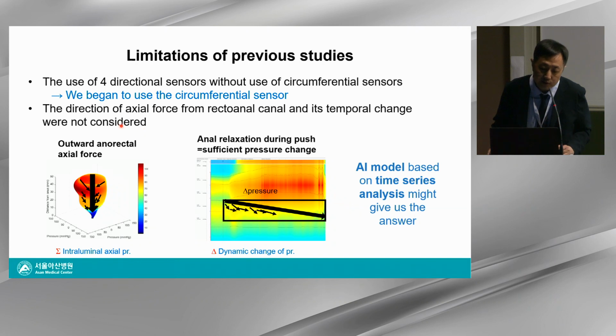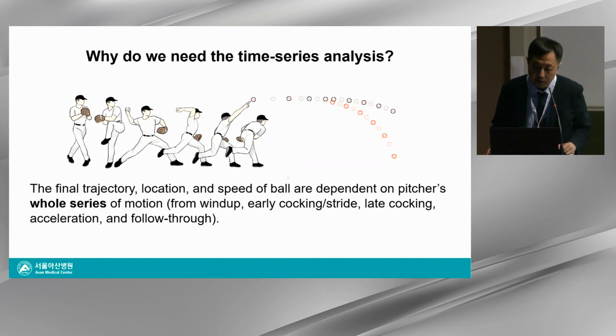However, since 2020, we began to use the circumference sensor. And moreover, we thought that an AI model based on time series analysis might give us the answer. Okay, why do we need the time series analysis?